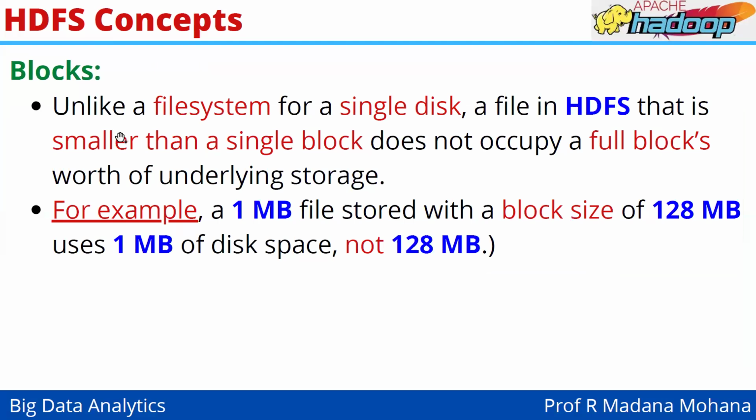Unlike a file system for a single disk, a file in HDFS that is smaller than a single block doesn't occupy a full block's worth of underlying storage. Just to mention, for example, a 1 MB file stored with a block size of 128 MB uses 1 MB of disk space, not 128 MB. The remaining space is reusable.